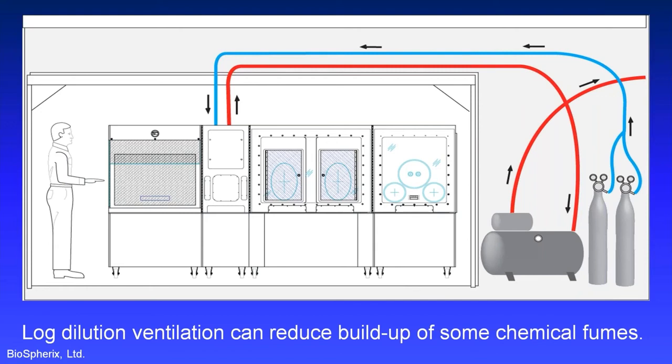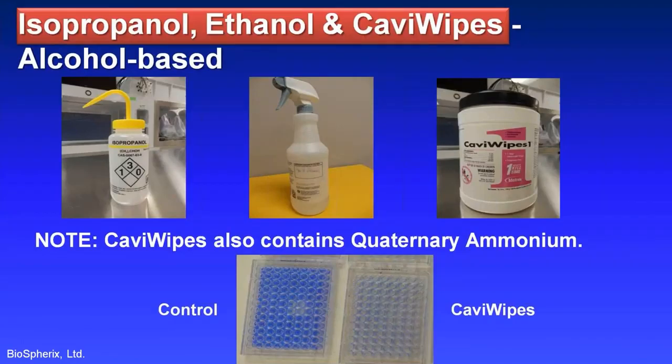However, log dilution ventilation cannot get rid of all types of fume risk. The disinfectants I'm going to talk about next belong to the high-risk group. The built-up film cannot be easily removed by the ventilation and can pose harm to your cells and tissues inside the Xvivo systems. They are alcohol-based disinfectants, such as isopropanol, ethanol, and Kandy wipes.